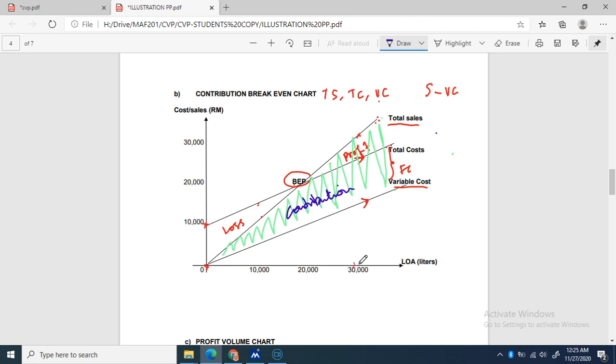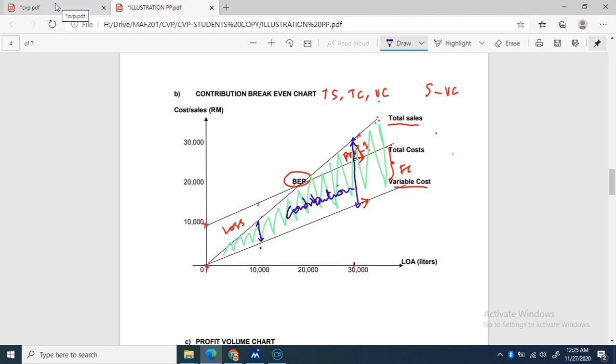So if your sales is 30,000, how much is your contribution? You take this point, go here, minus this point, go here. So this is the total contribution margin if you sell at 30,000. How much contribution if you sell at 10,000? Here minus here. So this is the contribution break-even chart.